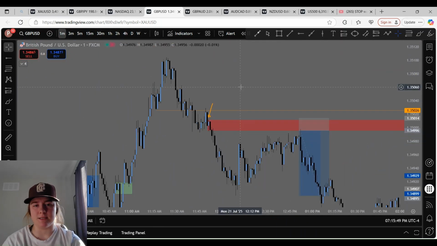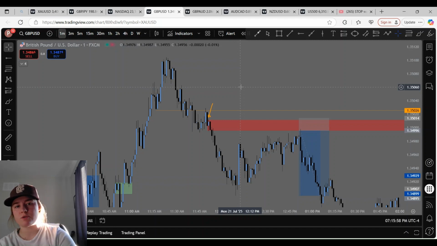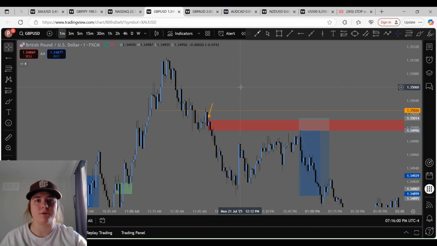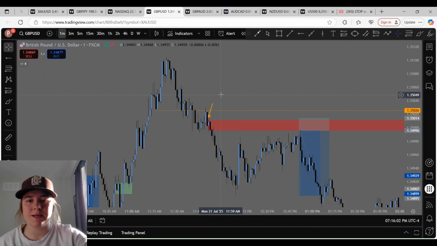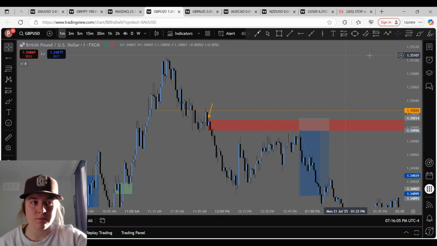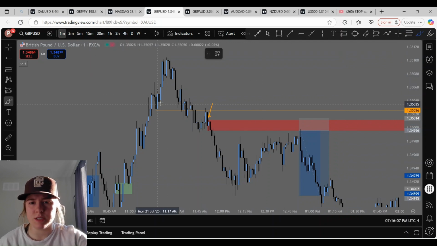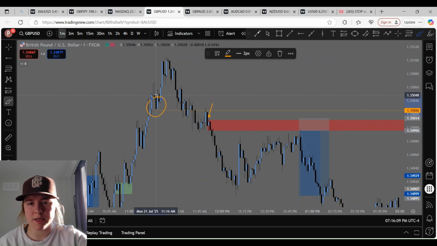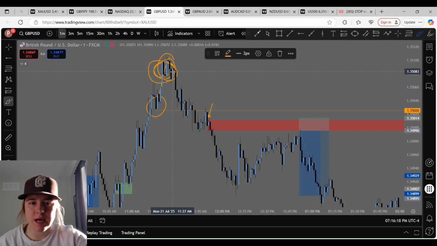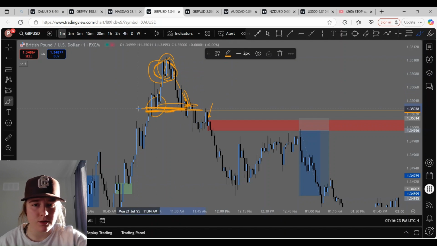Now, what makes this a valid reversal is the bigger question, because a lot of people get stopped out because they see fake reversals and then they don't know what's going on. What makes this a valid reversal is, as you can see, we have this lower high here that is broken above. Having it come back here and break this lower high makes it a valid reversal.